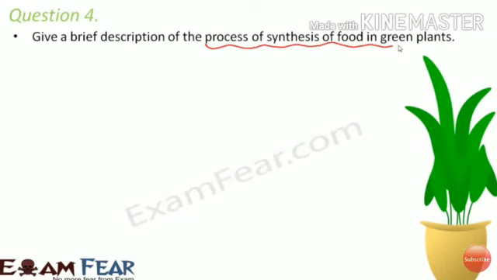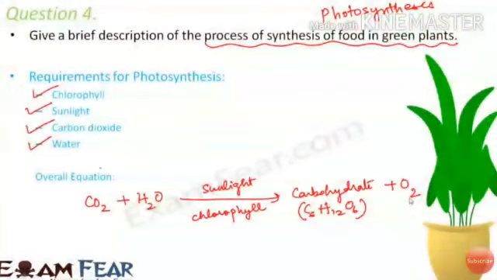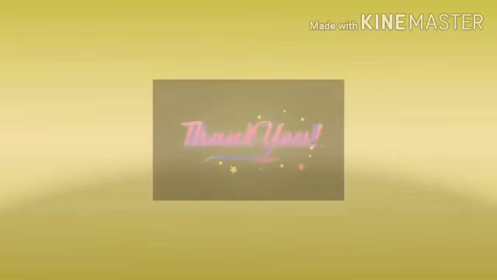And give a brief description of the process of synthesis of food in green plants. How green plants produce their own food by the process of photosynthesis. So what are the requirements for photosynthesis? That is chlorophyll, sunlight, carbon dioxide, and water. This is the equation I will show you, the process of photosynthesis.